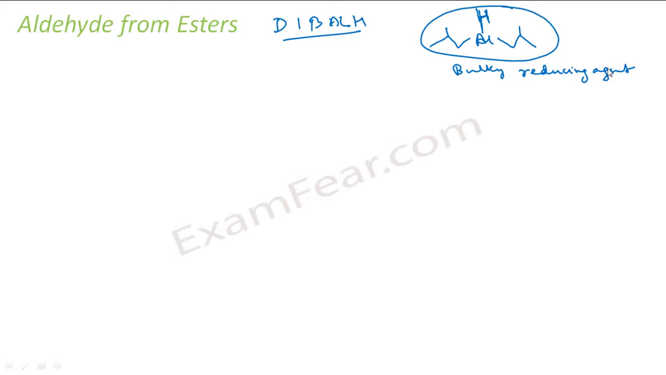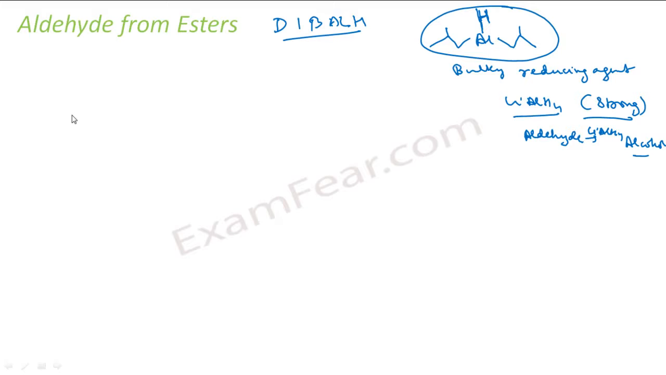So if we use lithium aluminum hydride, LiAlH4, whatever aldehyde you get will be reduced to alcohol. LiAlH4 is again a reducing agent, but a very strong one. So we'll not be able to use it for an aldehyde, because the moment you get aldehydes, and since you have used LiAlH4, it will become alcohol, right? So we should not be using strong reducing agents. We have to use a weak reducing agent, and diisobutyl aluminum hydride is one of the weak reducing agents.